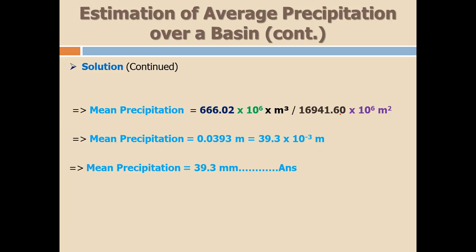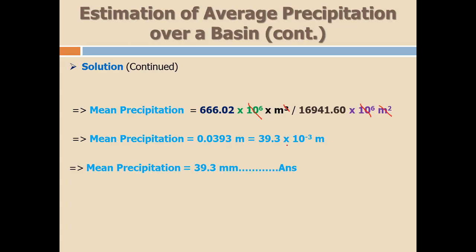16941.6. So we will get how much? 10 raised to the power 6 is cancelled with 10 raised to the power 6. Square meter is cancelled with this cube. 10 raised to the power 6 is cancelled out with 10 raised to the power 6. So what remains? 666.02 divided by 16941.60 and only 1 meter. So if we divide this, it will give us 0.0393 meter.